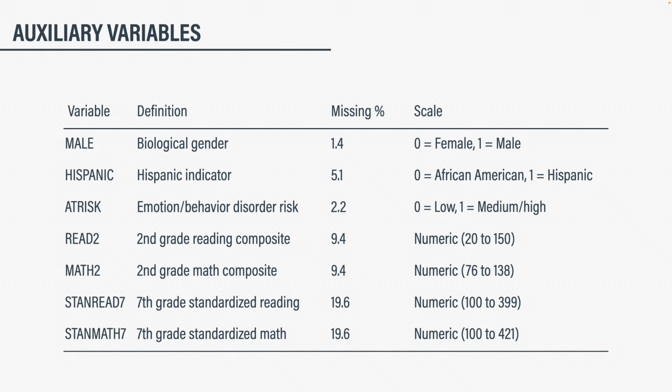The auxiliary variable set includes 3 binary background variables, math and reading scores from 2nd grade, and a pair of standardized test scores from 7th grade. Notice that the auxiliary variables also have missing data. There's nothing inherently wrong with that, but we want to check whether there are plenty of missing data patterns where the outcome variable is missing when the auxiliary variable is observed. Auxiliary variables have no information to contribute if they are predominantly missing in conjunction with the analysis variables.